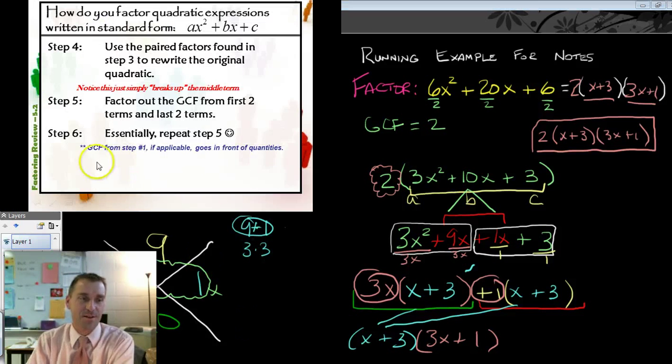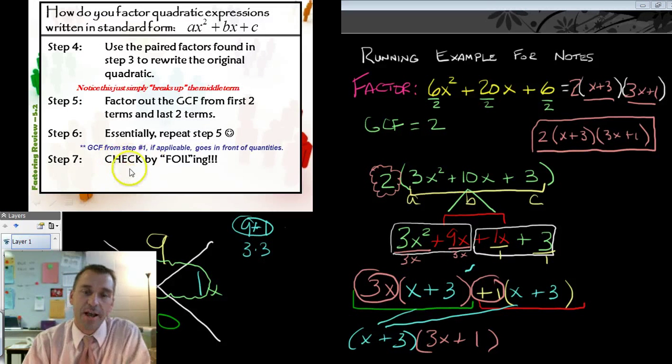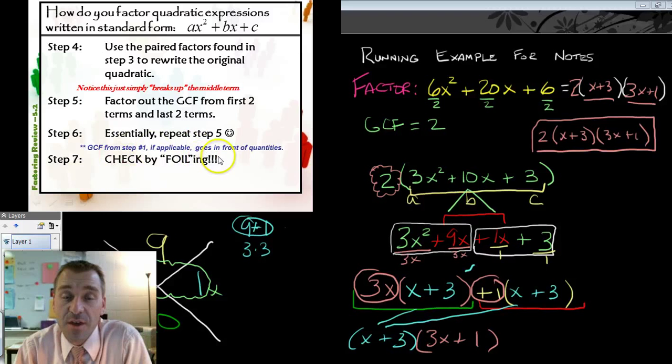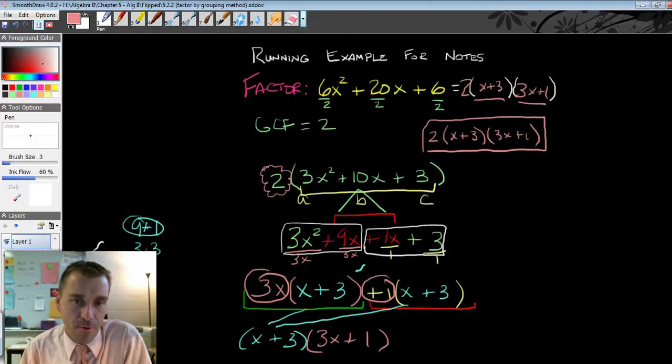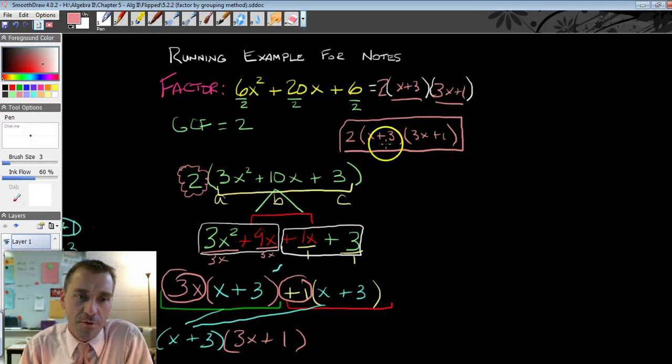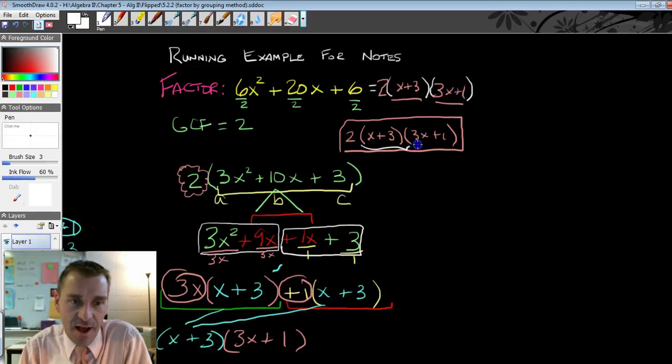Don't be lazy. Step number 7: you have to check by foiling this thing out. Well, let's do it. So let's foil it out. I'll move this over. First things first, let's take these guys and foil it.